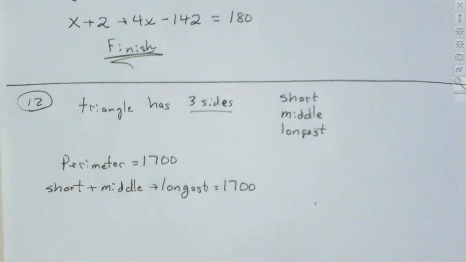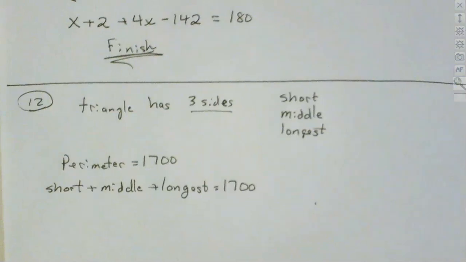So what did I do? I read the question, and I said, it's a triangle. 3 sides. They're all going to be different. If it would have said equilateral, they would all be the same. But this is not equilateral, so we're going to assume they're all different. We have a perimeter that is 1,700. So what is the definition of a perimeter? Sum of all the sides. Okay? So we add them all up and we get the 1,700.